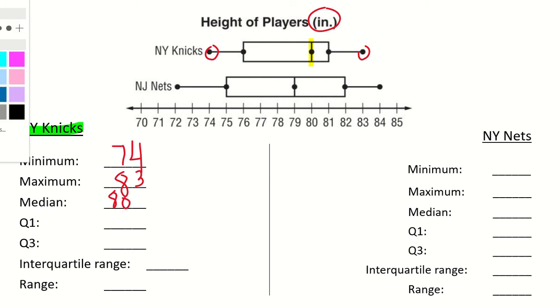Quartile 1, remember that is this line, that's at 76. It's always easy when they're right on the number. Quartile 3, right there, that's on 81.